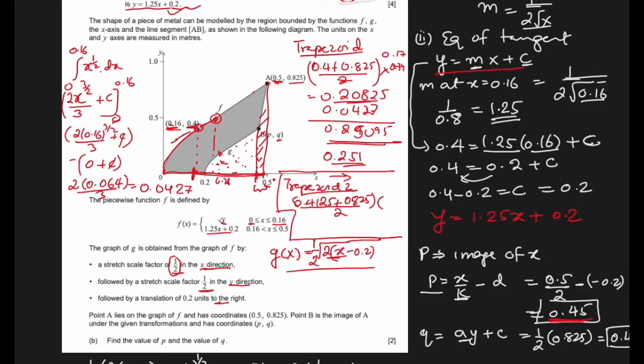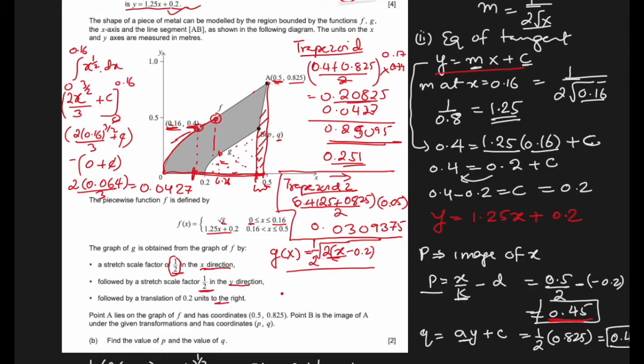This small distance will be 0.05. So 0.05. Okay, so just put this in a calculator and we get it. It comes out to be 0.0309375, as close as possible.